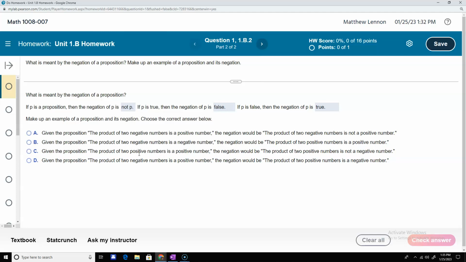C, the product of two positive numbers is a positive. The product of two positive numbers is not a negative. Well, that's not strictly false. It is false in the case of 0, but in all other cases it would be true. Then: the product of two negative numbers is a positive. The product of two positives is a negative.